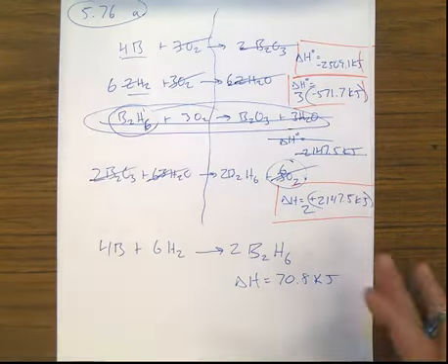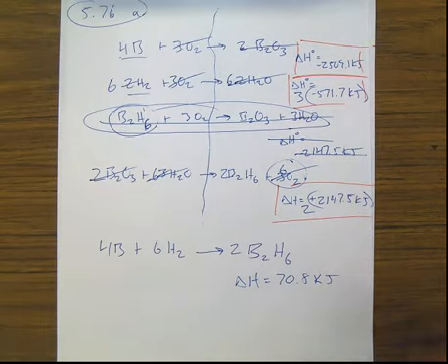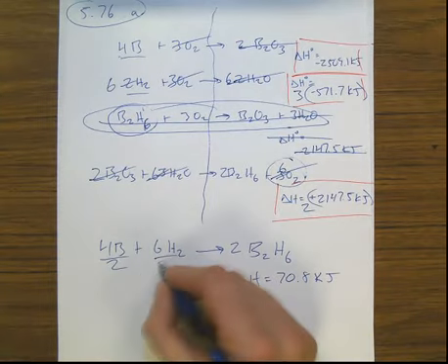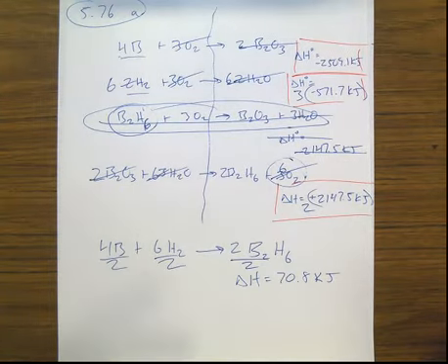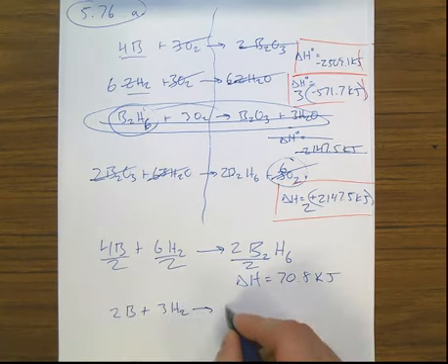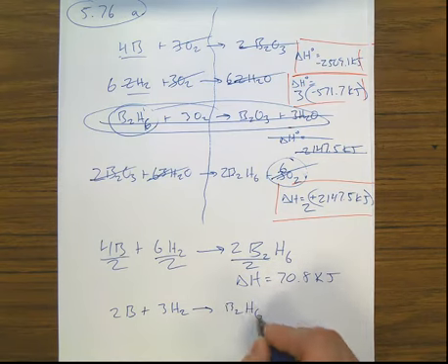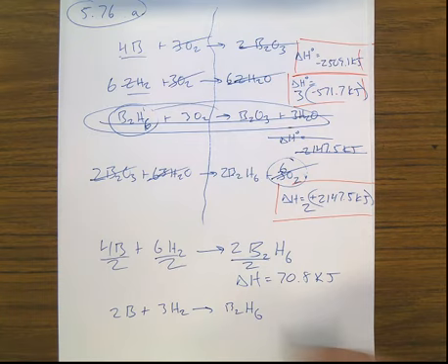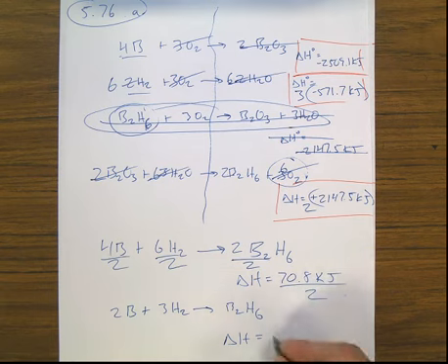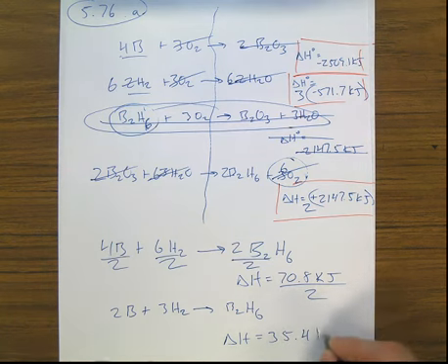All right, fantastic. But I want to figure it out for just forming B2H6, not 2B2H6. Notice how each of these are divisible by 2. Well, I can divide each of them by 2. Remember, what you do to one, you have to do to the rest. So I end up with 2B plus 3H2 produces B2H6. Well, I divided all of them by 2, right? That means, of course, I have to divide delta H by 2. So delta H for this reaction, for the formation of 1 mole of B2H6, would be 35.4 kilojoules.